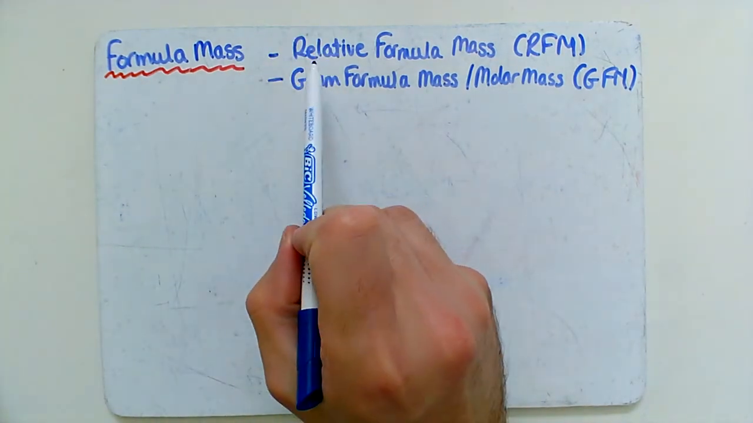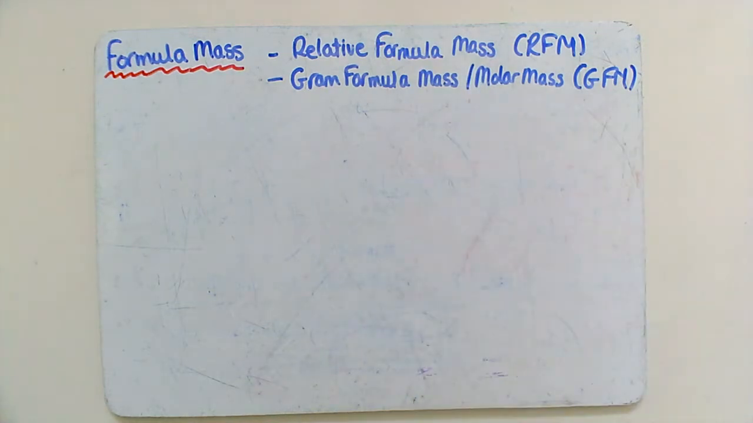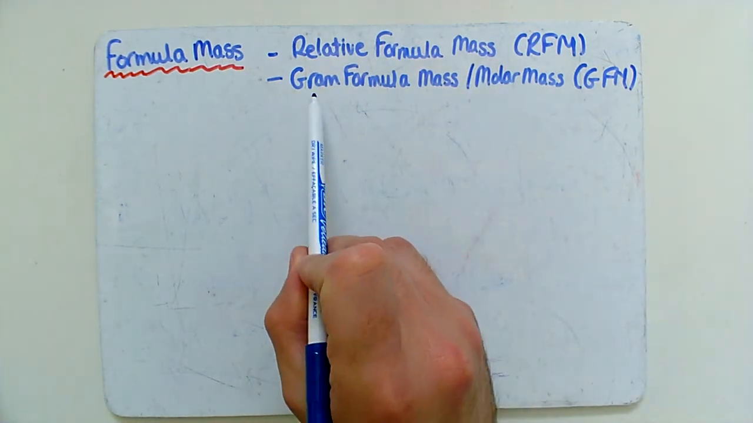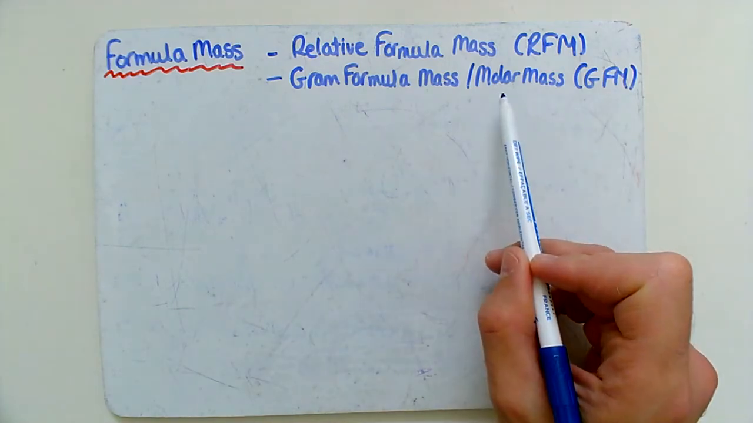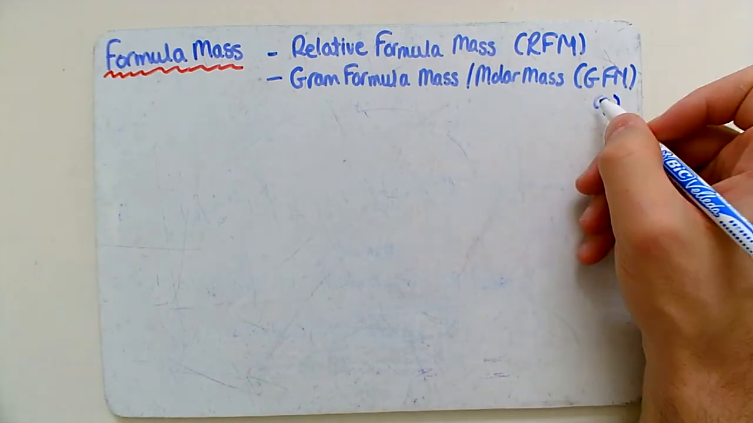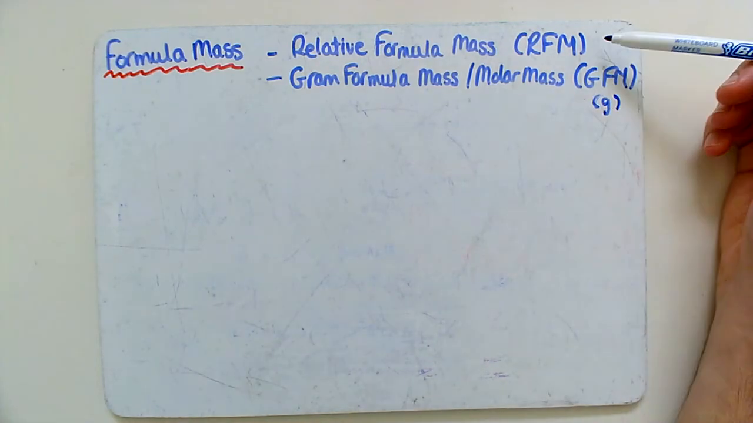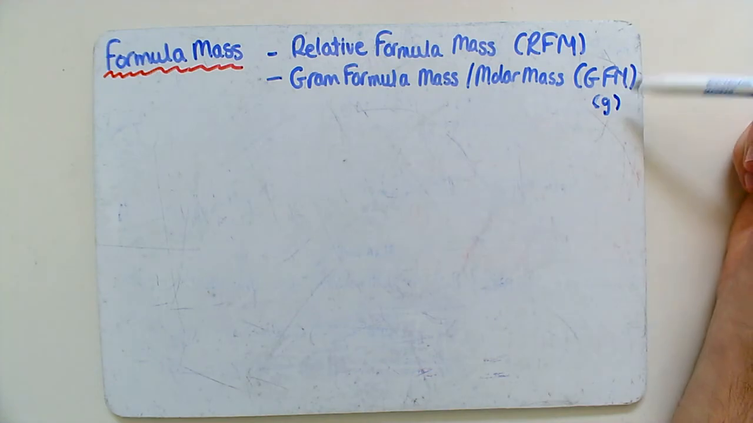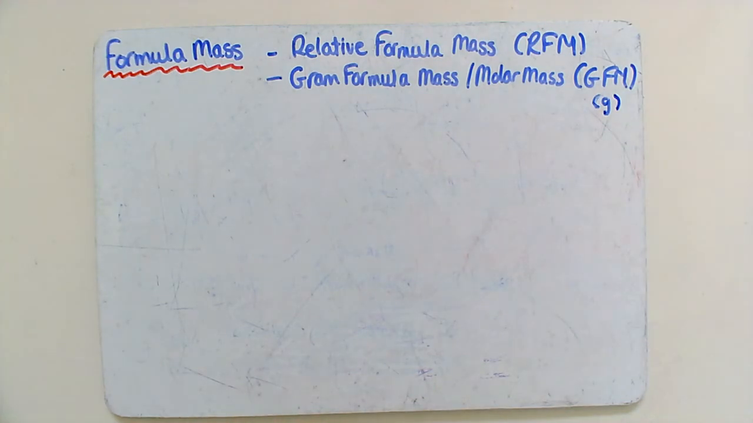You could be asked for the relative formula mass, which doesn't have units, or the gram formula mass, GFM, sometimes called the molar mass, which has units of grams. So depending on which one of these you're asked for, you'll either put units on it, grams, or you'll have no units on it. And no matter which one of those, you take the same approach.